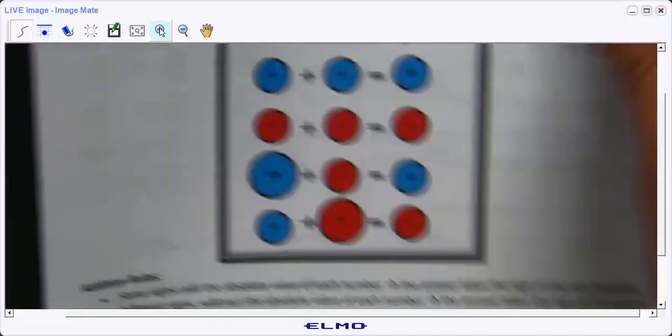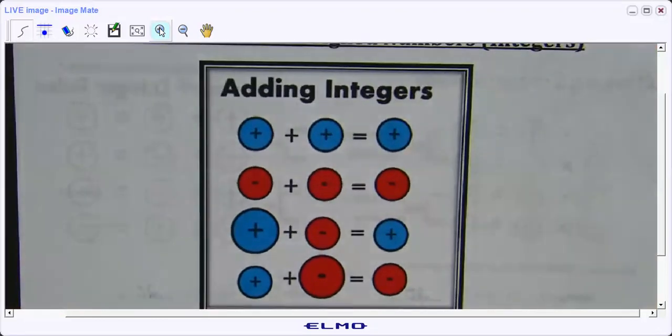Okay, so what I'm going to do with adding integers is explain the rules. Some of you may need them, some of you may not. That is okay, but I am still going to explain them. I'm going to explain the rules up here, and then I'm going to have you do the bottom part on your own, and then we'll come back and check the answers.